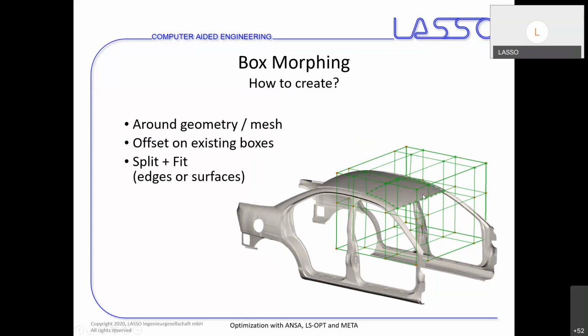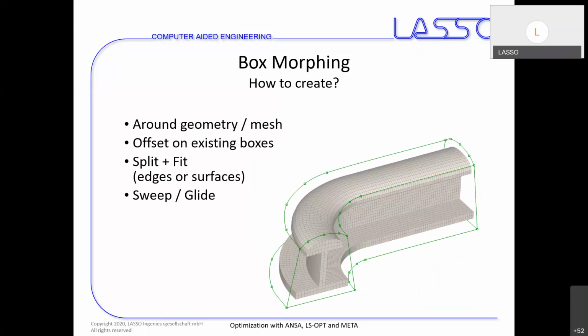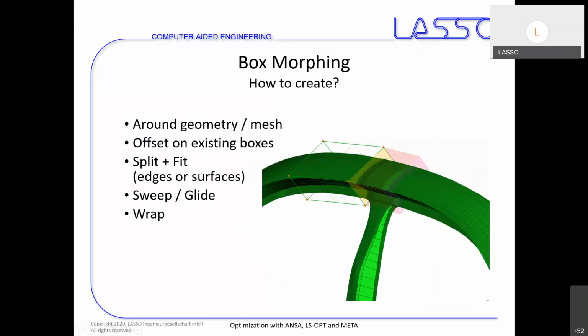We can sweep or glide a cross section through a model according to its shape. And we can use wrap functionalities in order to build boxes that are well wrapped around our geometry. And some more, like selecting explicitly some points or some lines, edges, or connecting boxes by their faces.